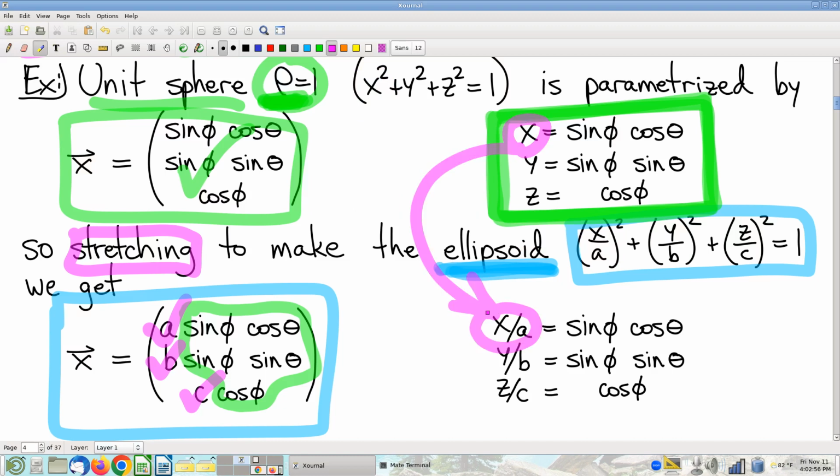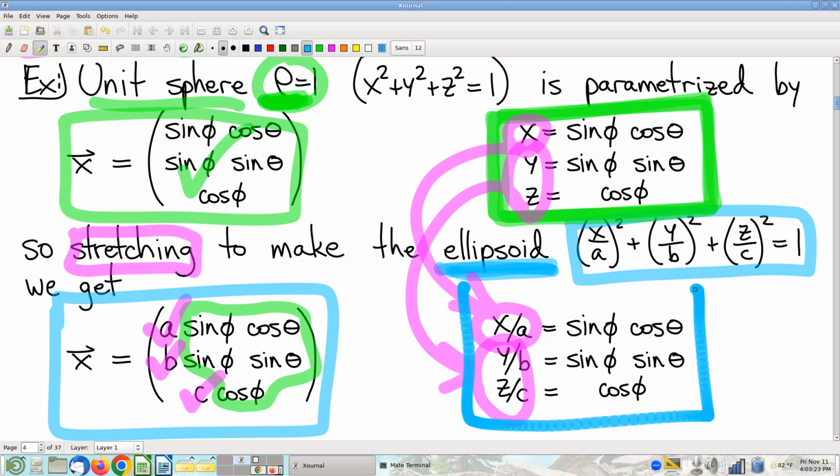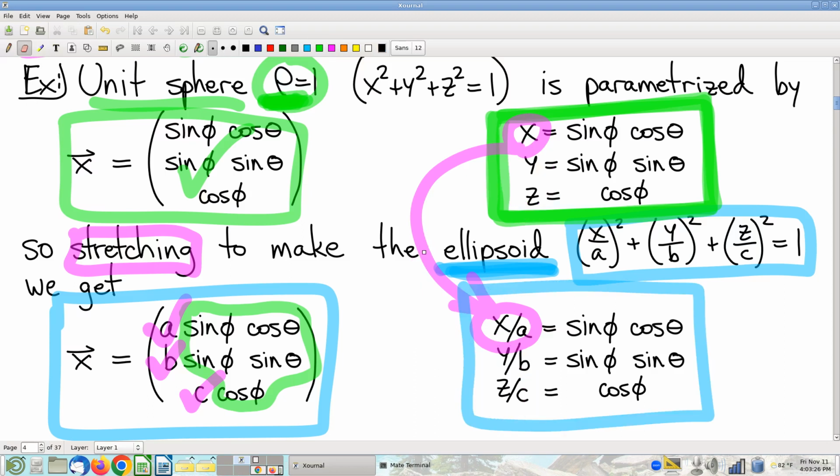Namely, a parameterization is formulas telling you x, y, and z. So when you have that x, just replace it with x over a. And likewise for the y and the z: y over b, z over c. And that, too, gives you a parameterization of the ellipsoid. And in fact, these are exactly the same parameterization. It doesn't at a glance look like it.